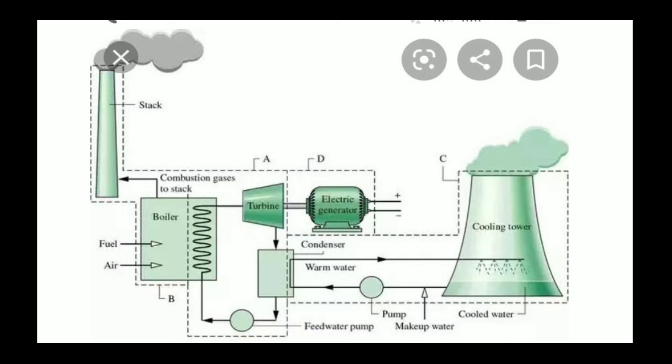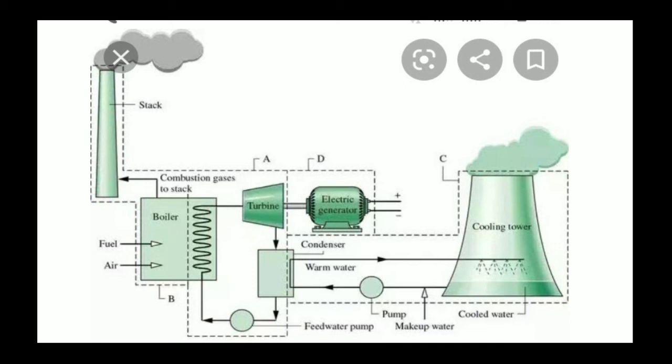How does the power plant work? In the diagram you can see there is a stack on the left-hand side, where the gas is let out of the chimney. Now there is a boiler shown down here, and the boiler consists of water. You have to boil the water so that it produces steam, and this steam is forced onto the turbine to move it.